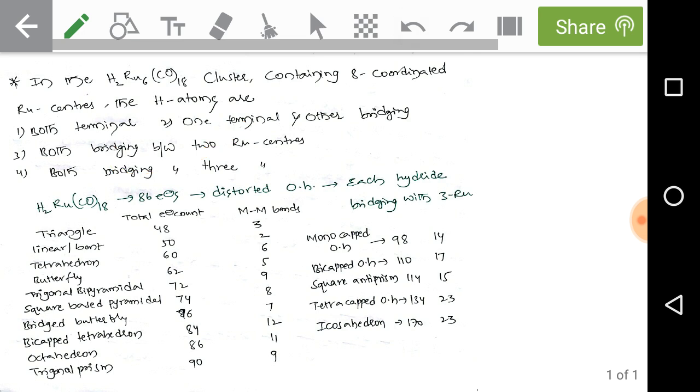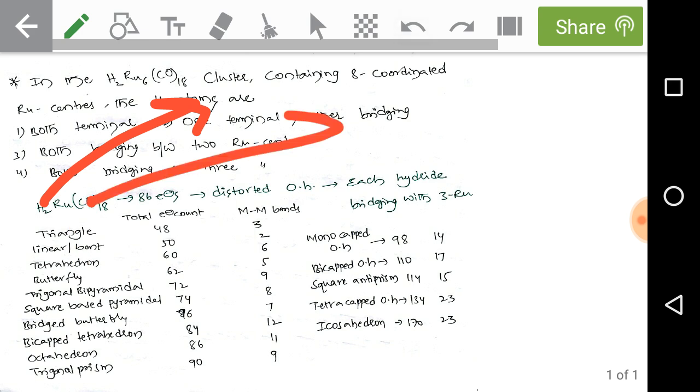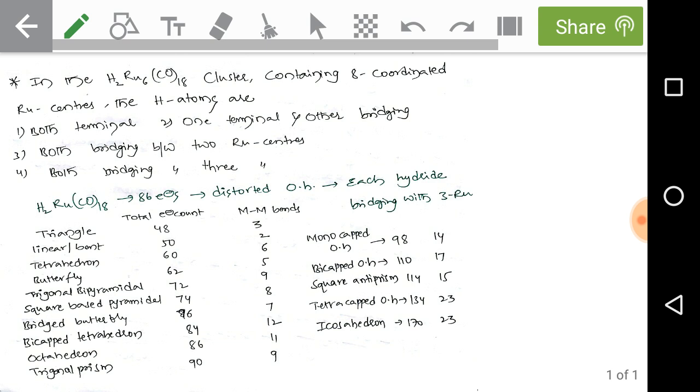First thing, one should count the total electrons on the given ruthenium cluster. We know that hydrogen contributes 1 electron, each ruthenium contributes 8 electrons. Okay, we have 6 ruthenium and each CO contributes 2 electrons. We have 18 CO ligands. So total electron count equals 86.